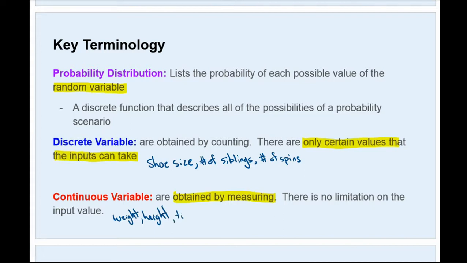You can also think of time. Time's usually a common one, a continuous variable, because again, how accurate your tool is, your stopwatch, your watch, whatever it may be, there's no limitation on what the value you have could be. Now, again, we are going to look at both of these variables throughout the course, but the main one we're going to focus on in this unit is going to be our discrete variables. So we're going to be focusing on only those scenarios or those values where there are certain values that you could have.